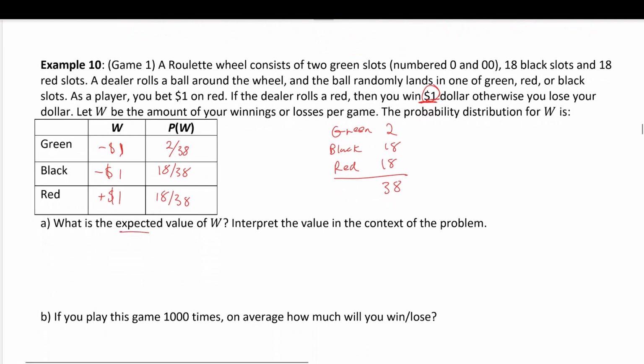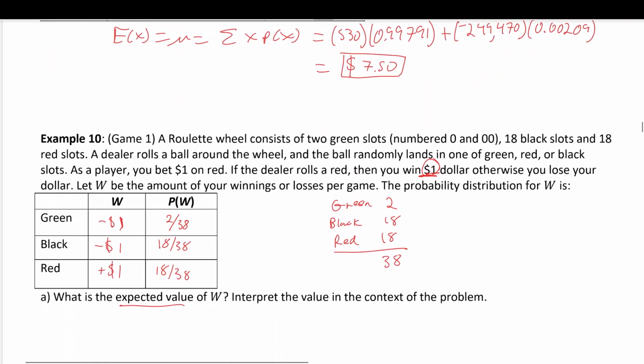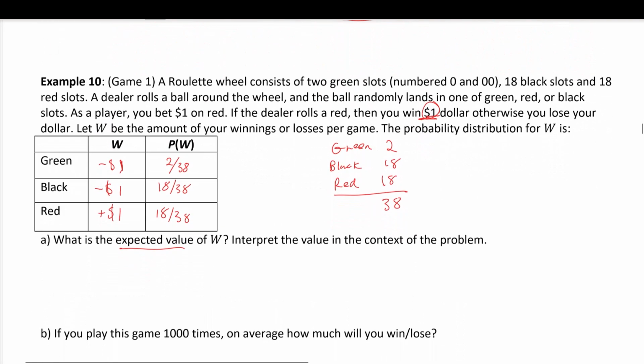Again, the question is find the expected value. So just like we did above, there's 3 rows, so we're going to end up having 3 terms when expanding out this formula. And interpret the value in the context of the problem. All right, so the expected value of, we're not using X, we're actually using W. We decided to change up the variable letter. It is just the mean, the sum of W times the probability of W, which equals each cash flow times the probability of that cash flow.